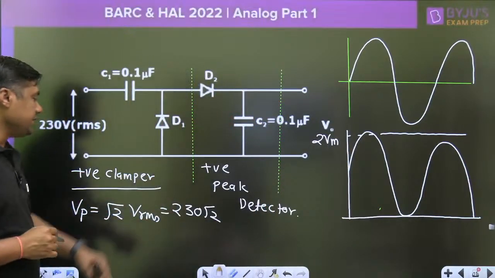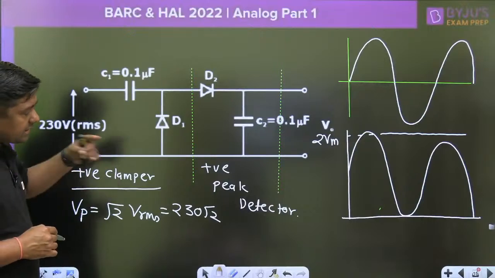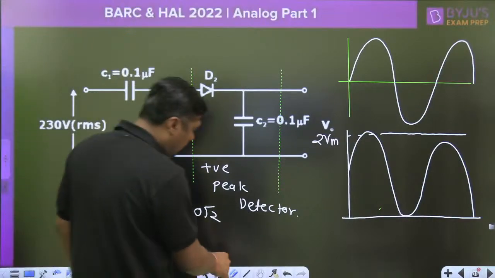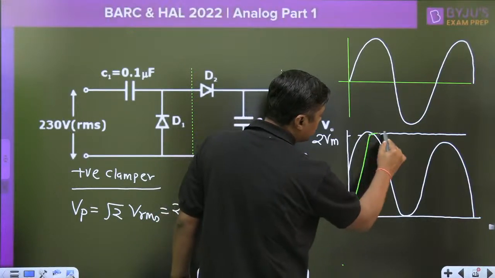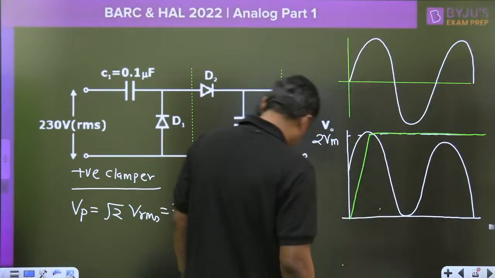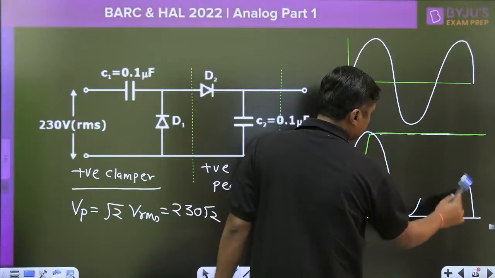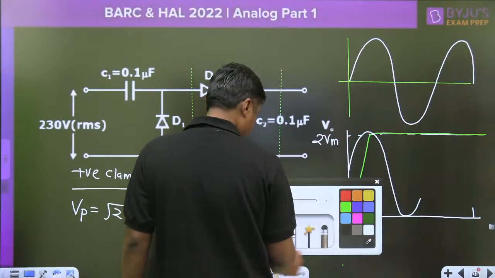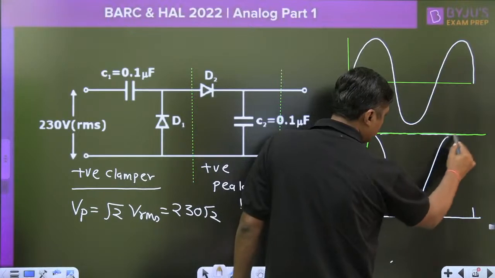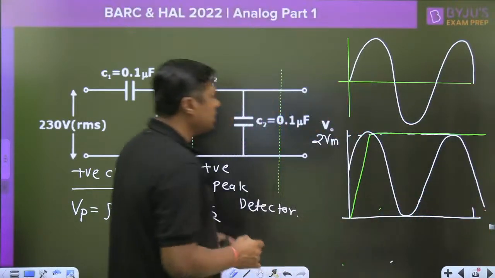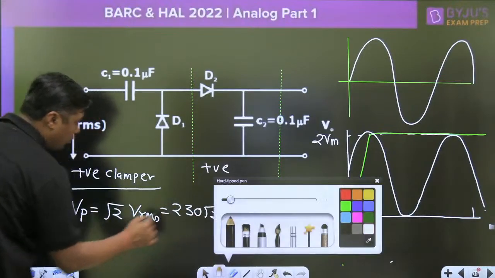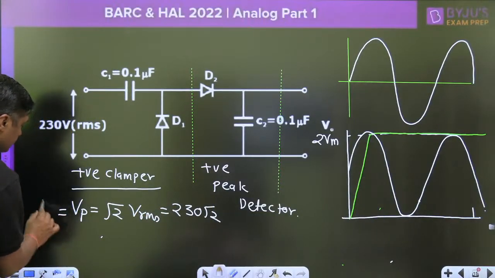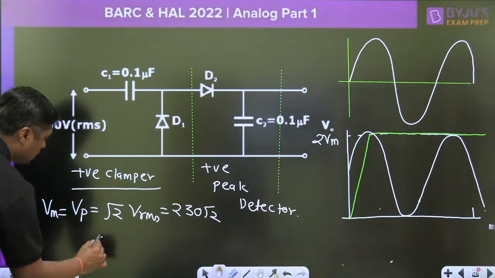Now what is this peak detector? The peak detector will detect the positive peak. After the peak detector, the curve is like this, a constant value. So this is the doubler, and you are going to get the 2 Vm maximum value. So what is the 2 Vm? This is the Vm.